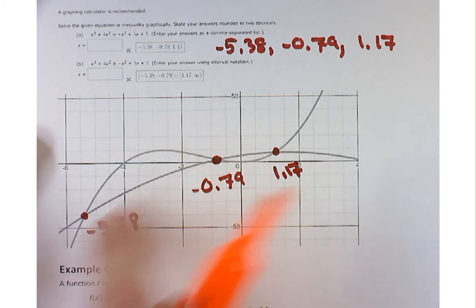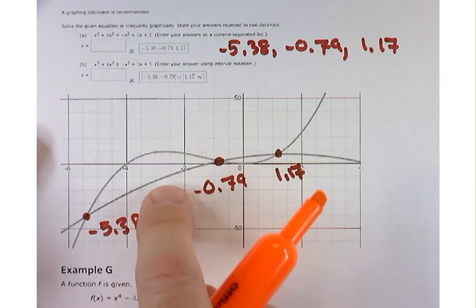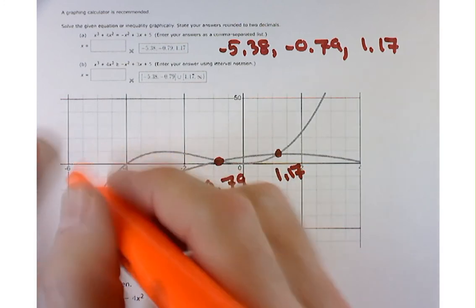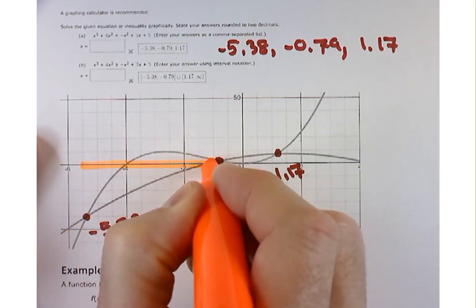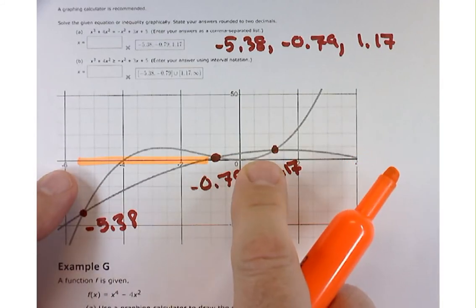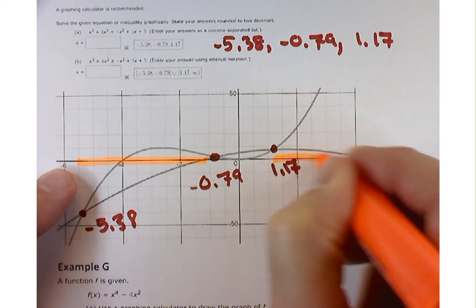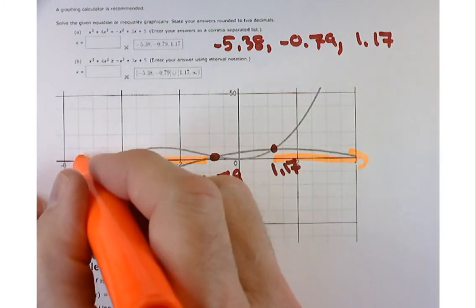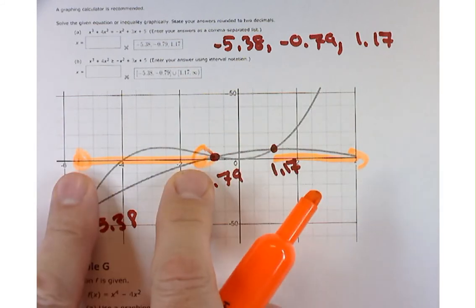This one's our parabola. This one's on the right-hand side. We want to know where this one's bigger than this one. So right here in this interval. And then it dips below the parabola for just a little bit, and then back above. So I want these intervals.